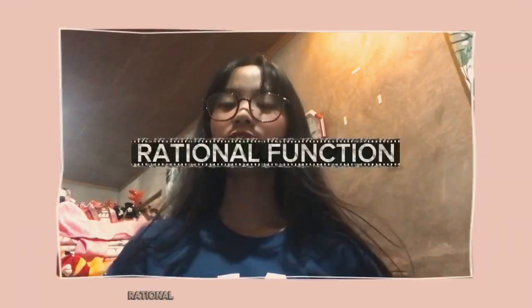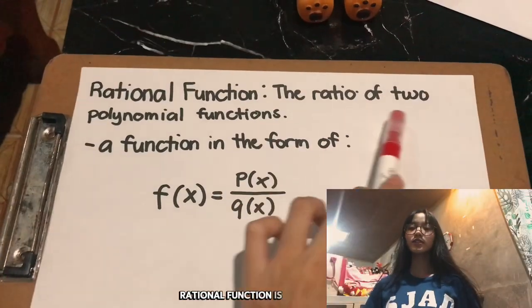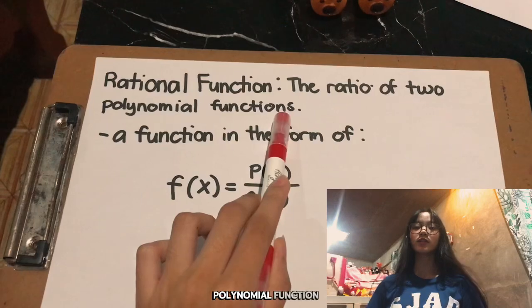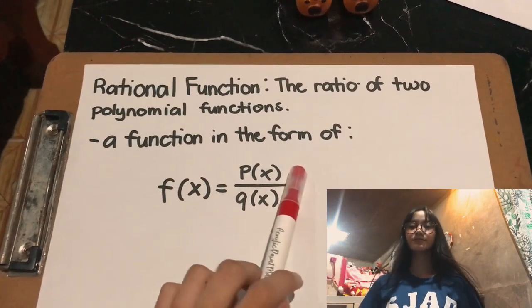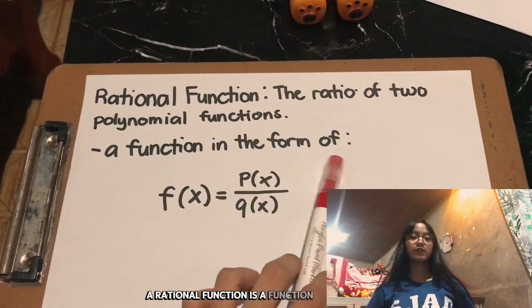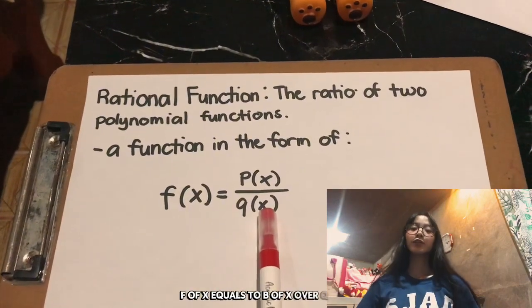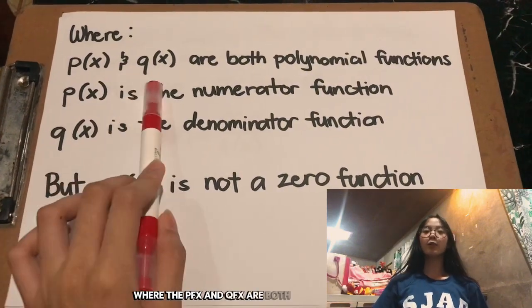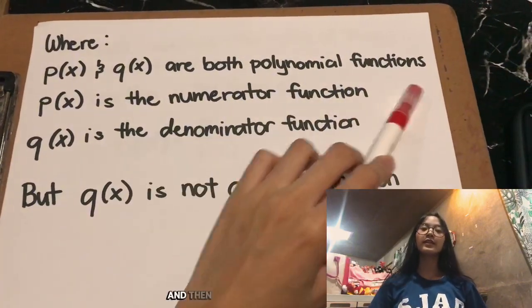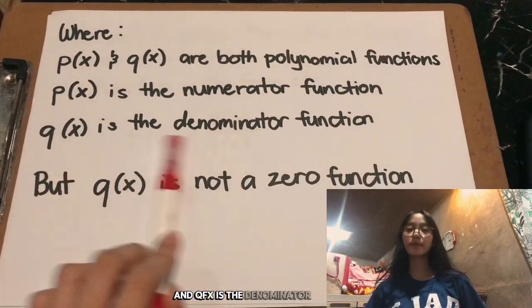So now I'm going to be discussing the next lesson, rational function. So first, what is a rational function? A rational function is the ratio of two polynomial functions, meaning two polynomial functions in fraction form. A rational function is a function in the form of f of x equals p of x over q of x, where p of x and q of x are both polynomial functions, and then p of x is the numerator function and q of x is the denominator function.